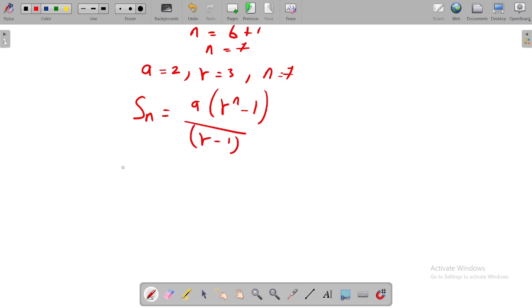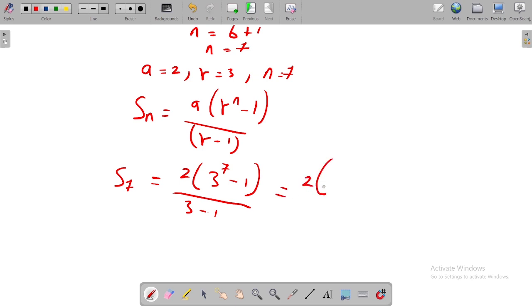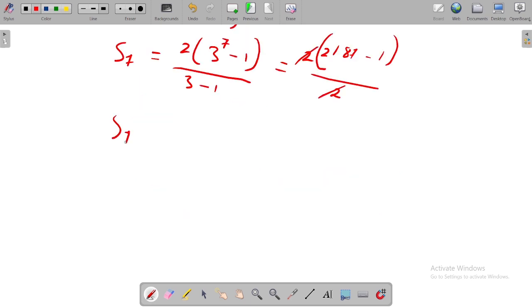Okay, now we can easily say let this be the sum of geometric progression to the 7th term. So first term is 2, bracket open, common ratio is 3. We now put 7 here, minus 1 all over 3 minus 1. If we break this, what are we having? We are having 2, bracket open, 3 to the power 7 is going to give us 2187 minus 1 all over 2. Now this 2 can cancel this 2. We're now having 2187 minus 1 will give us 2186. This becomes the answer we are looking for.